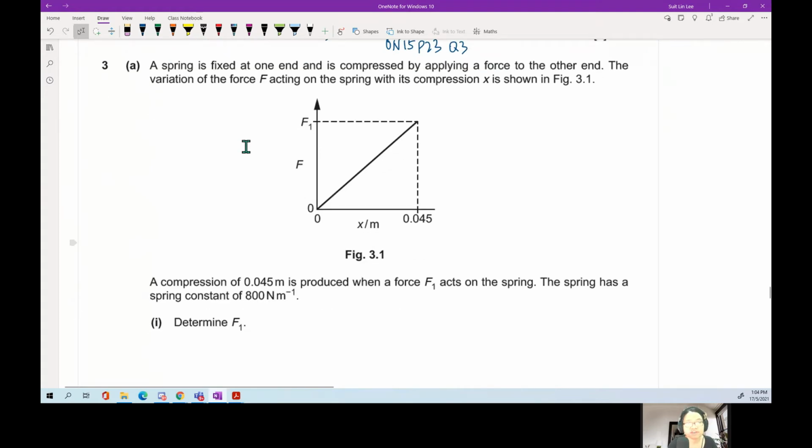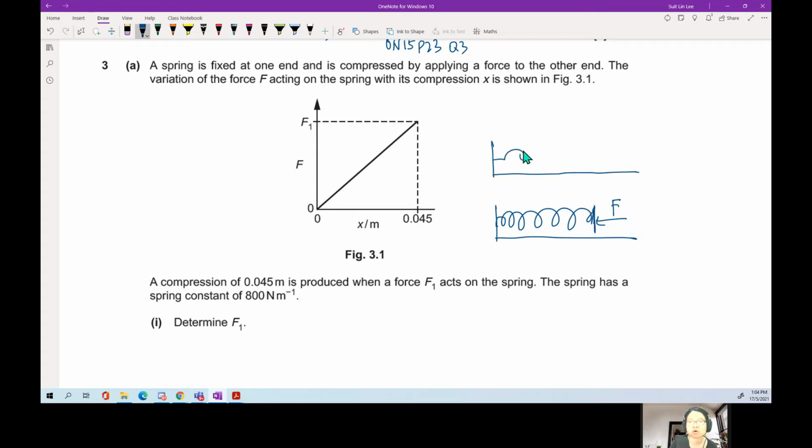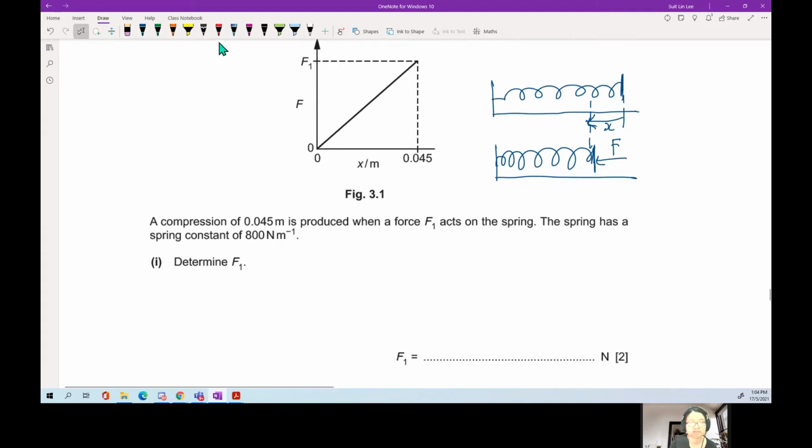Okay, so we got a spring fixed at one end, compressed by applying a force on the other end. Okay, sure. So it's a bit like this. I have a spring, and then I apply a force, compress the spring. Okay, great. The variation of force acting on the spring with its compression is shown. So if I apply a force, and let's say this is my original spring, here to here is my X. The spring has a spring constant of 800.